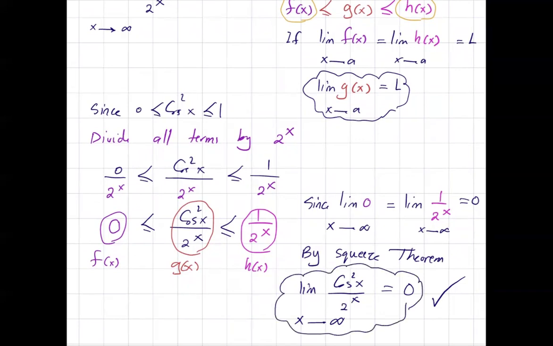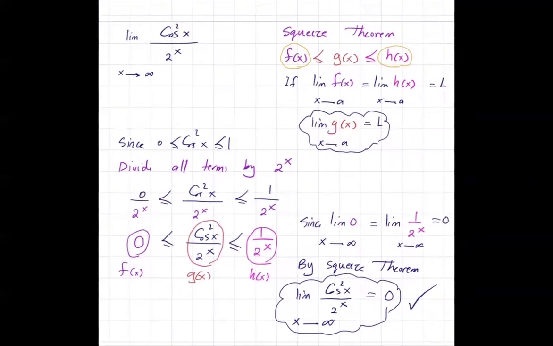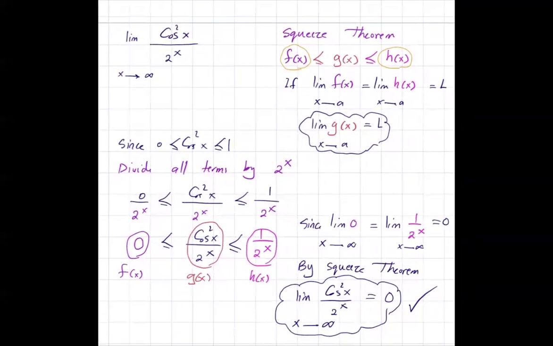So that is applying squeeze theorem for a function like cosine squared of x divided by 2 to the x. Again, these are some important theorems that you need to feel comfortable with. Later on, when you're taking multivariable calculus, you can use the squeeze theorem for multivariable functions as well. But again, our goal is to squeeze a complicated function between two simpler functions that we already know how to deal with.